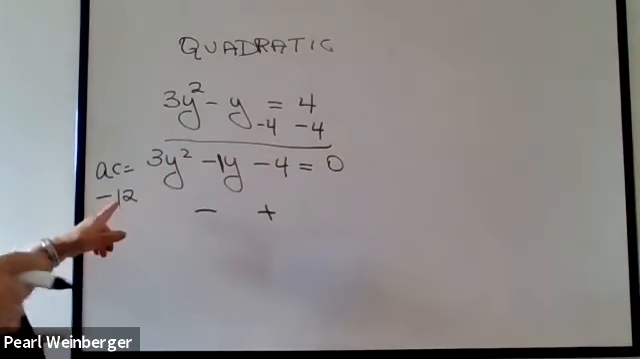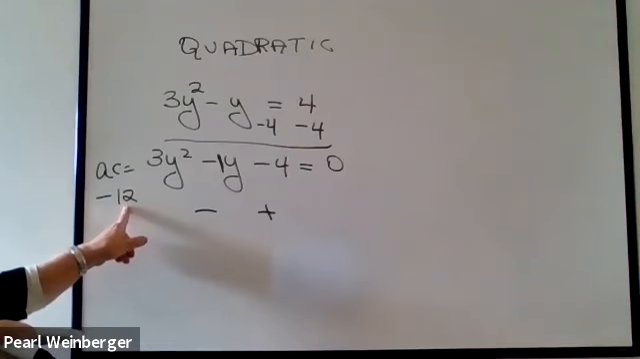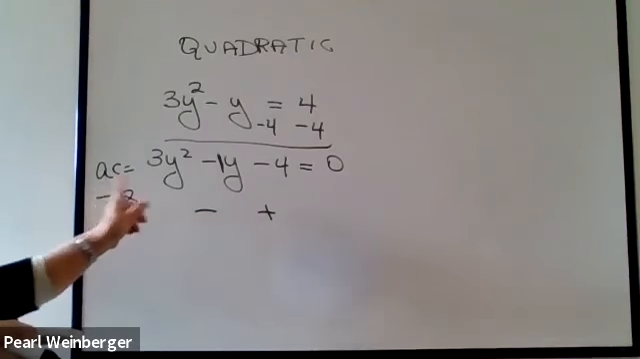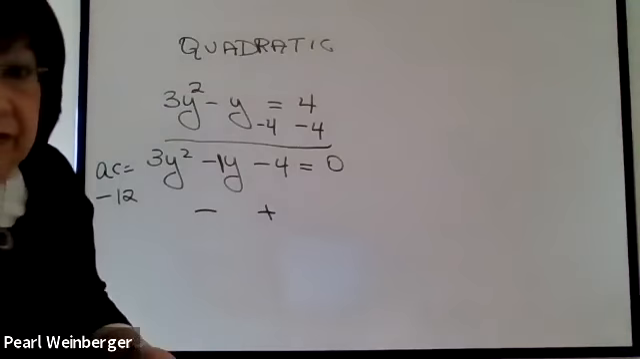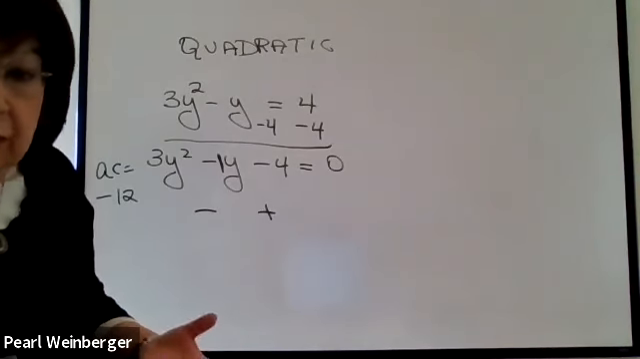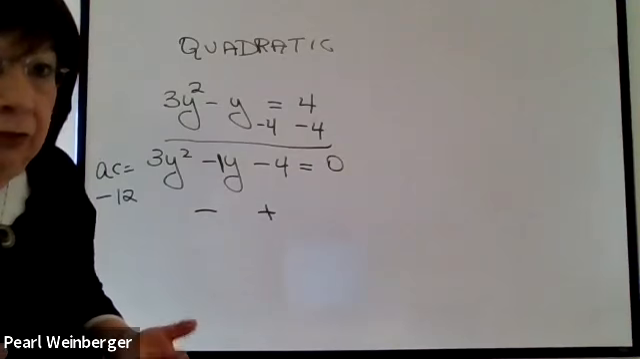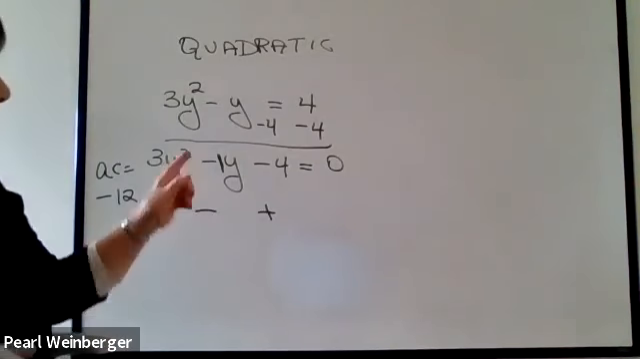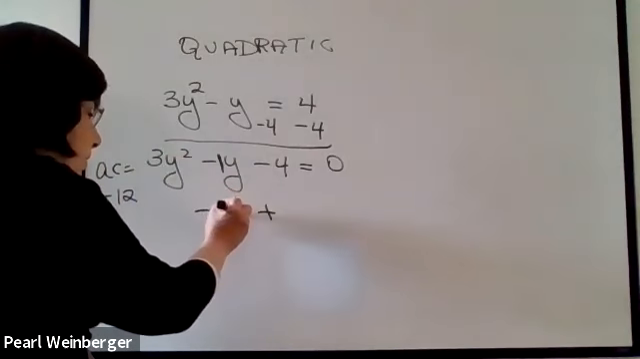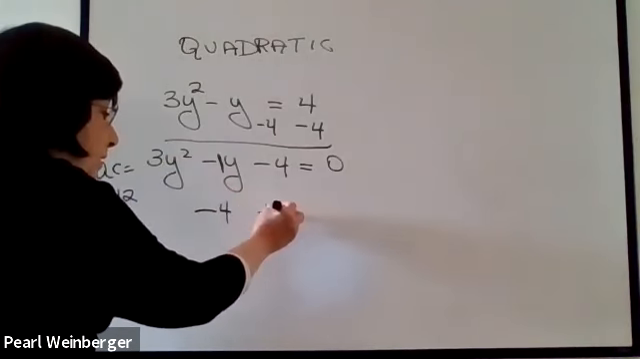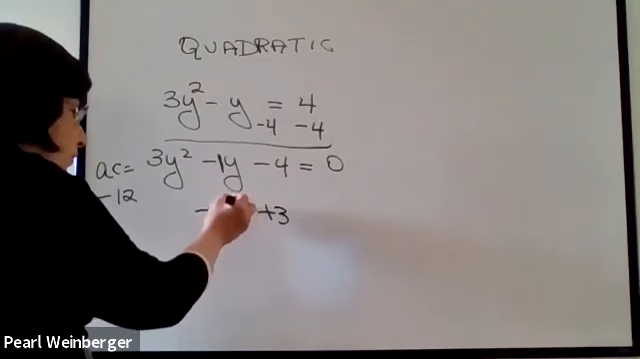So what I'm looking for are two numbers that when I multiply them will give me 12. But when I subtract them, because this is negative, it's going to give me 1. And those numbers are obviously 4 times 3, because 4 times 3 gives you 12, and 4 minus 3 gives you 1. But since this is a negative, the 4 is going to have to be the negative, and the 3 is going to be the positive.